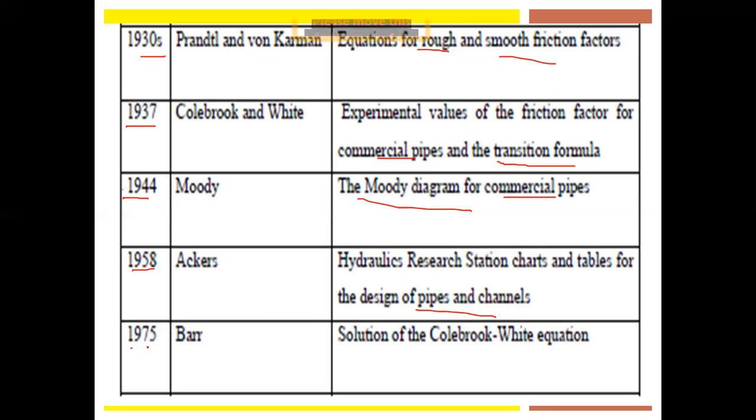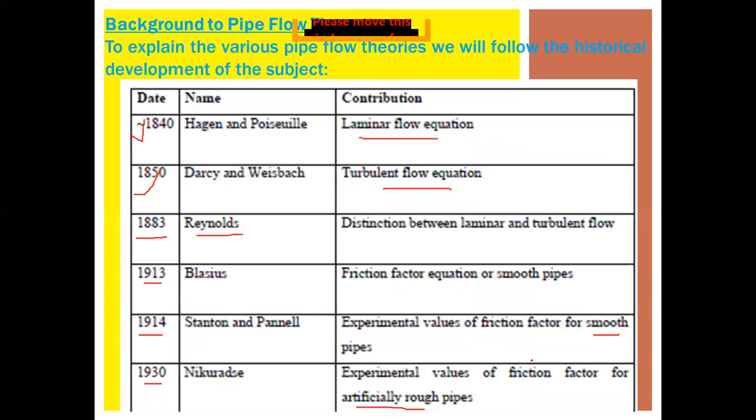Next, in the year 1975, Barr, solution of the Colebrook-White equation. He made some equations about the design of pipes and channels. So like this, various scientists have contributed information about pipe flow theory for fluids. In this unit, you have only a few of the scientists and their derivations, like Hagen-Poiseuille.